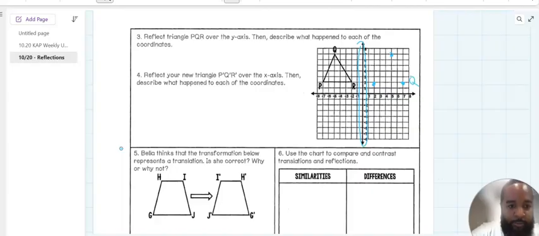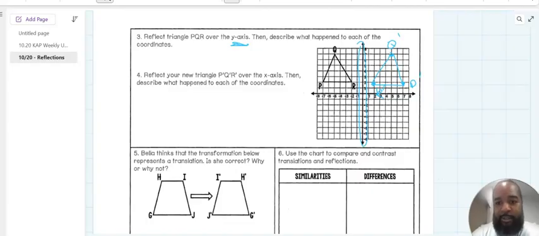So we have Q. I'm sorry, this is P. Let's erase that. Okay, we have P prime. We have R prime. We have Q prime. Okay, if I connect the dots, I should be able to see my triangle pretty clearly. Okay, and there's my reflection. Okay, so then what happened to my coordinates? Once again, reflecting over the y-axis tells me that the y stayed the same and x became opposite.